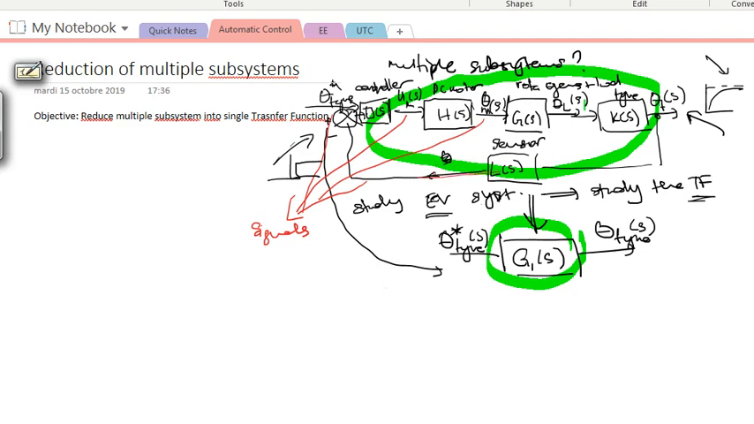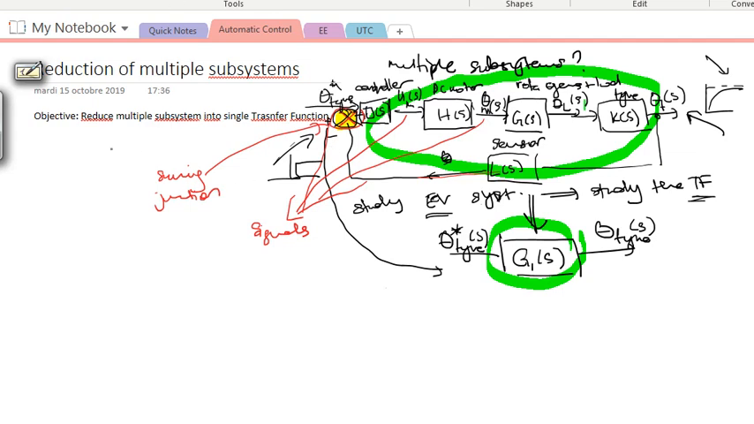Okay, and what are the other components? These symbols, I'll highlight them in yellow. What is this symbol? This symbol is what we call a summing junction. So what is a summing junction? A summing junction does an operation on two or more signals.